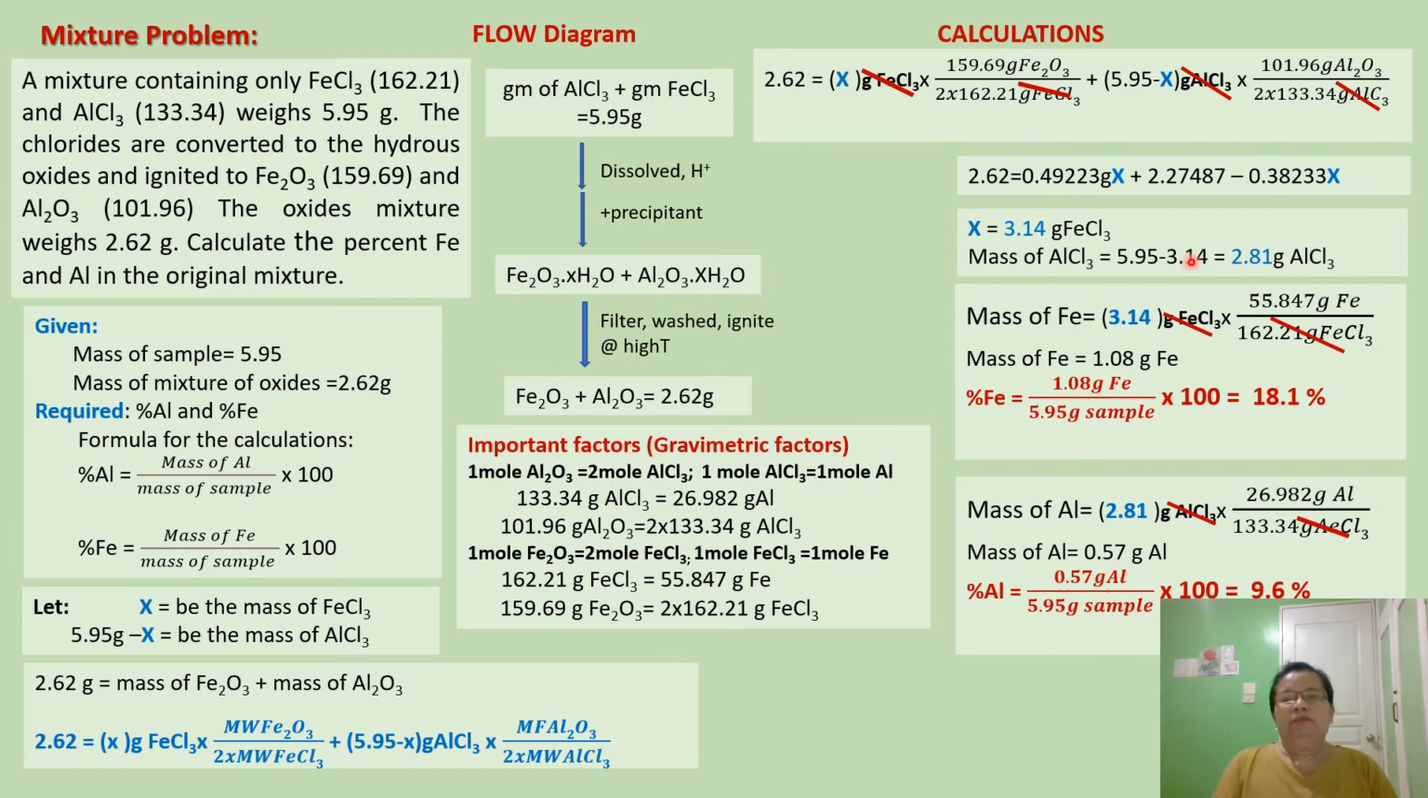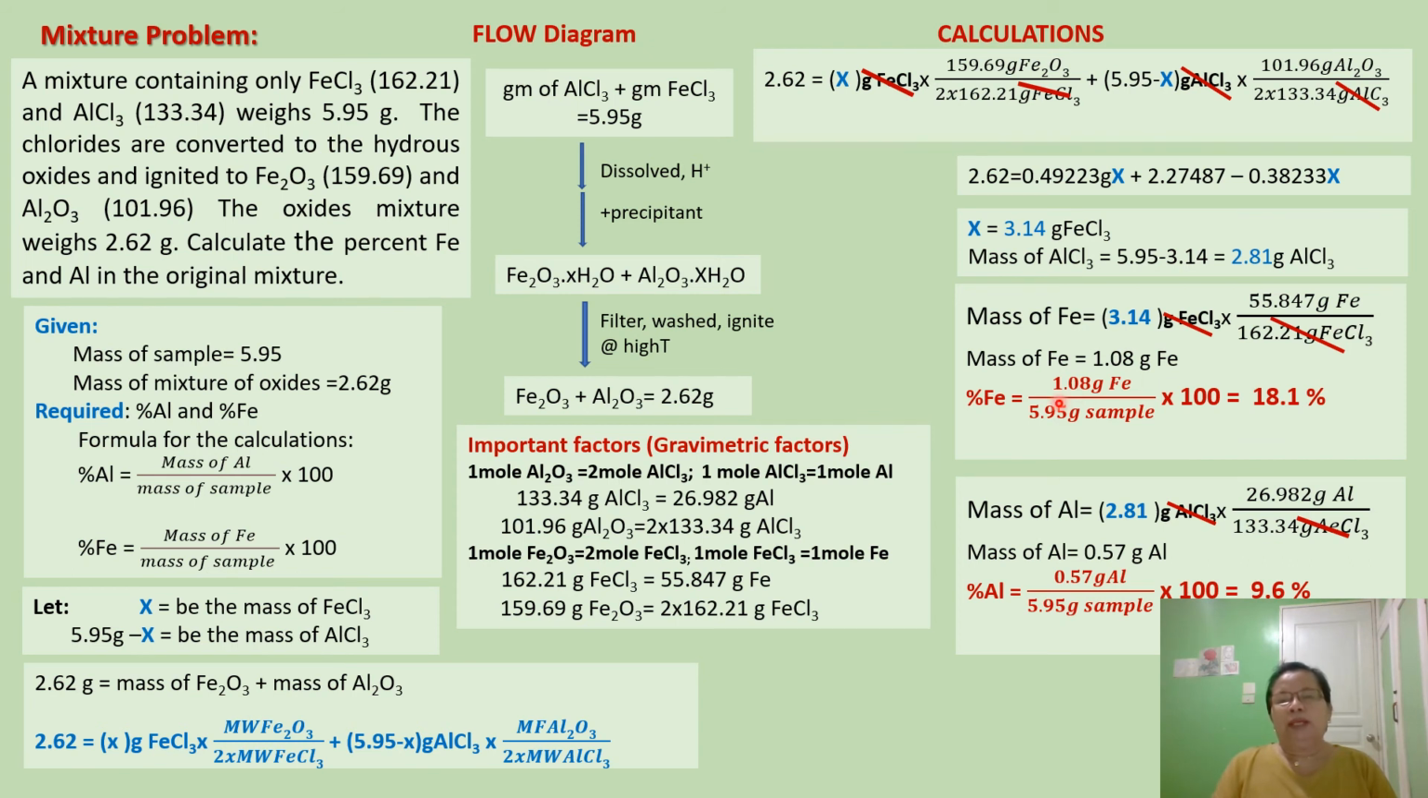Since we now have the mass of ferric chloride and mass of aluminum chloride, we can calculate the mass of iron and mass of aluminum. The mass of iron can be calculated by converting this mass of ferric chloride into mass of iron using this gravimetric factor. And the mass of aluminum can be calculated by converting this mass of aluminum chloride into mass of aluminum using this factor. So for the mass of iron, this is equal to 3.14 grams of ferric chloride times 55.847 grams of iron over 162.21 grams of ferric chloride. Ferric chloride and ferric chloride cancel, so the mass of iron is 1.08 grams.